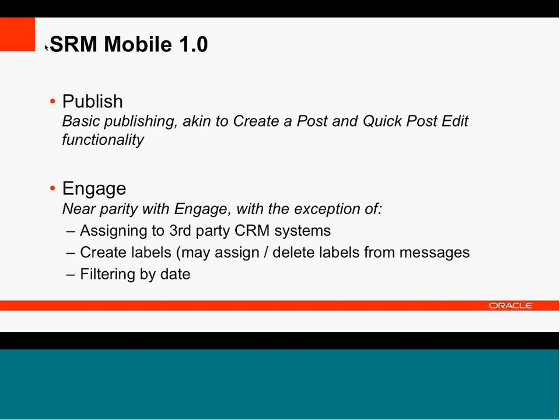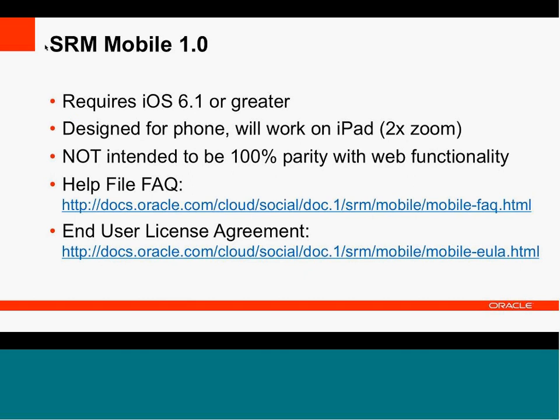To mention right off the bat, we can create labels, and we can assign different messages to other individuals within the SRM solution while on the fly, which is really nice. We can also filter by date. Now, some of the requirements for SRM Mobile 1 are that the user has to have iOS 6.1 or greater. It is designed for the iPhone, but works on the iPad with 2x zoom capability. And it's not intended to be a 100% exact match to what we saw last week.